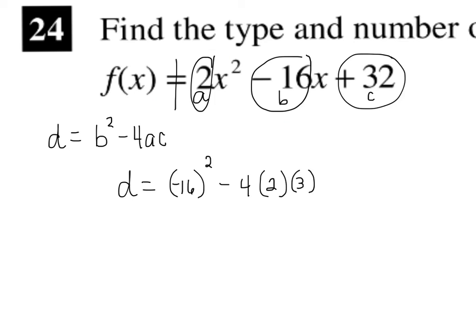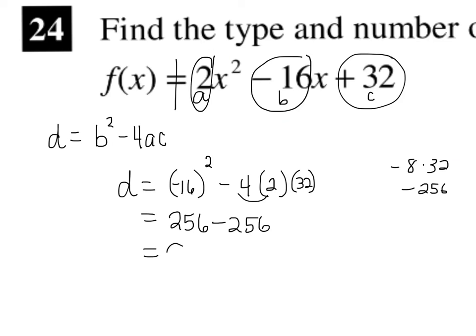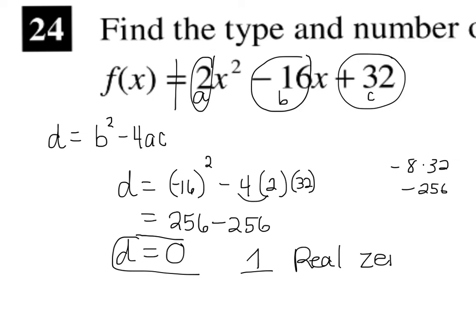So we need to square negative 16. That will be positive 256. Negative 4 times 2 is negative 8, and negative 8 times 32 is negative 256. So what ends up happening here is 256 minus 256 equals 0. And when you have a discriminant equaling 0, that tells us that we're going to have one real zero.